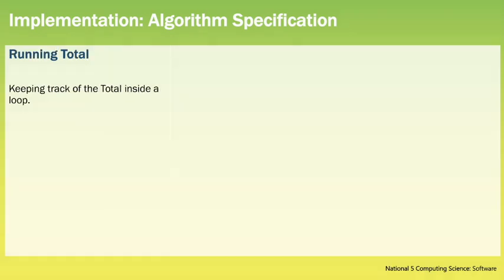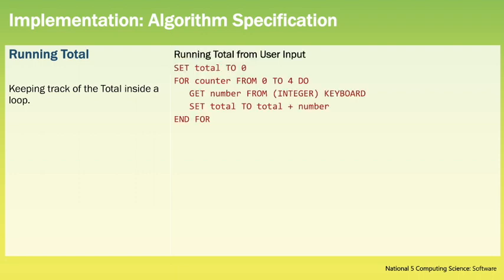The last standard algorithm is a running total, and this keeps track of a total inside a loop. So this is an example of a running total from user input. Initially, we set the total to be 0 because we don't have any numbers from the user. We then have a counter that is going to repeat a set number of times, in this case from 0 to 4. We then get the number from the keyboard. Once we have got that number, we add that number to the previous total and store that in the total variable. And as we go through, we will add more numbers to it.